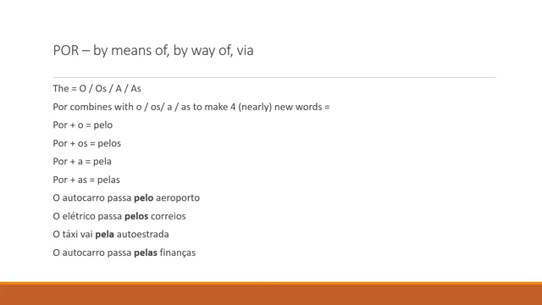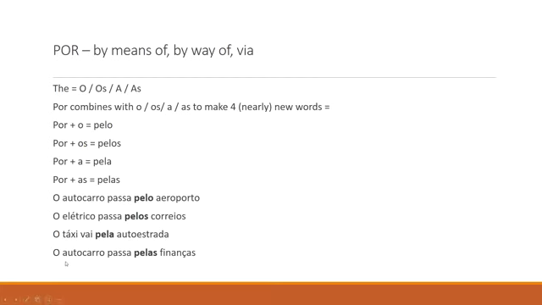Unlike English or French or other languages that use hyphens or apostrophes to indicate the missing or truncated words. So some examples here. I could say, o autocarro, remember the bus, passa pelo aeroporto. So what I'm meaning is the bus goes via the airport on its way somewhere else. I could say, o elétrico passa pelos correios. So here, elétrico is the tram. And I'm saying it goes past the correios, past the post office. Goes via the post office.